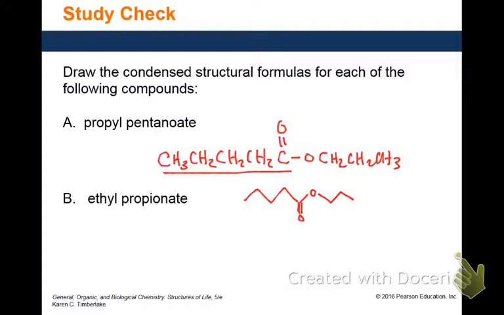Ethyl propionate. What does prop stand for? The common name for three, right? So if I do bond line, I would go 1, 2, 3. I'm drawing the parent first. That's the parent. And then I just have an ethyl group attached to it. So how many carbons in ethyl? Two carbons in ethyl, 1, 2, like that. C's and H's: C, double bond O, O, and then CH2, CH3.